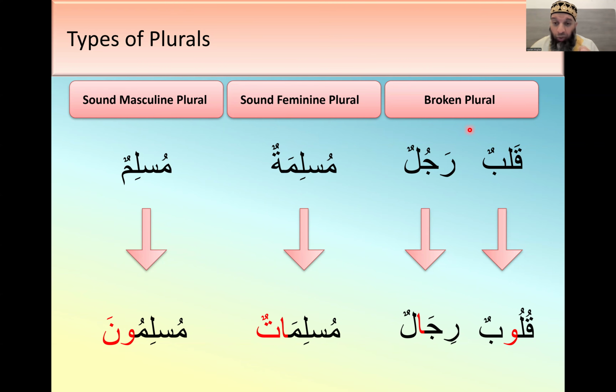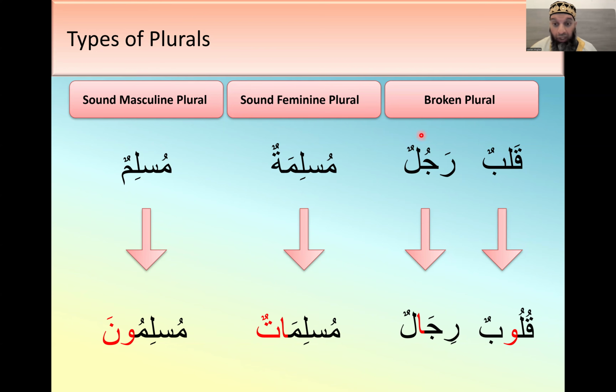And then if you look at this next one, why are these called broken plurals? Look, rajulun becomes rijalun. Qalbun becomes qulubun. So why are these described as broken plurals? Yes. So the original word is not intact anymore.